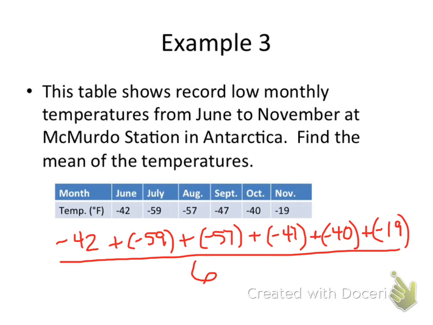When I get the sum, you should find that that's a negative 264 dividing by 6. Now I'm averaging, so I have a negative and a positive for my division, I would get a negative 44 degrees Fahrenheit. And don't forget your labels.